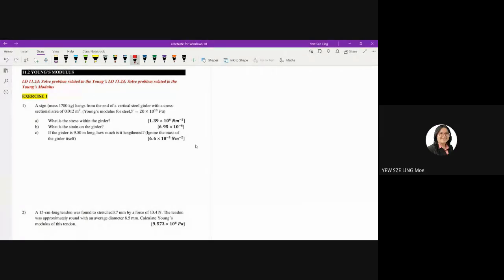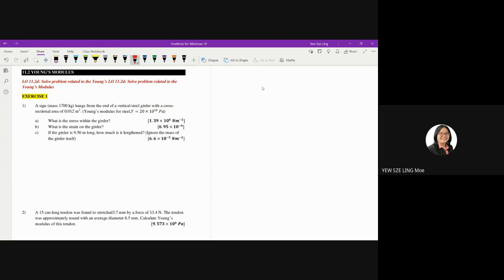Okay, so chapter 11 is all about Young modulus. Now, what is Young modulus? Young modulus is a value that tells you the stiffness of an object, which means if you have an object with a greater Young modulus, it is harder to deform. You need more energy, more force, more work to be done to change its shape. It's harder to change its shape.